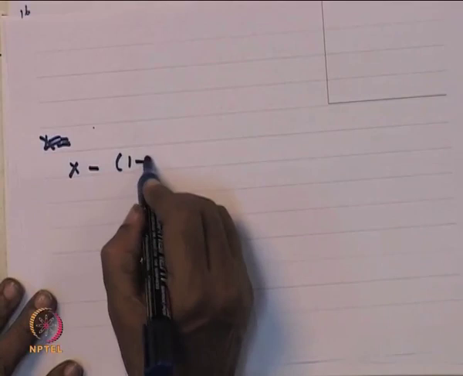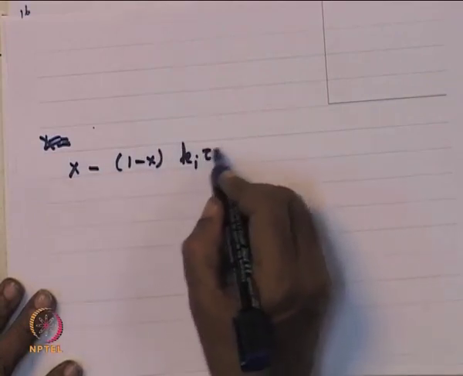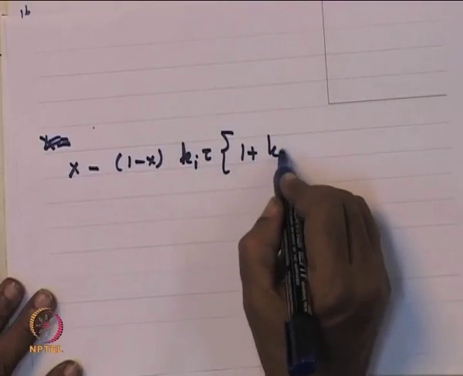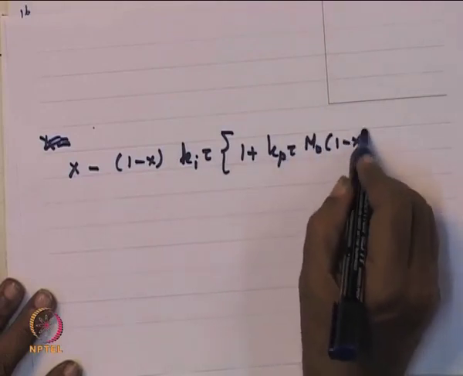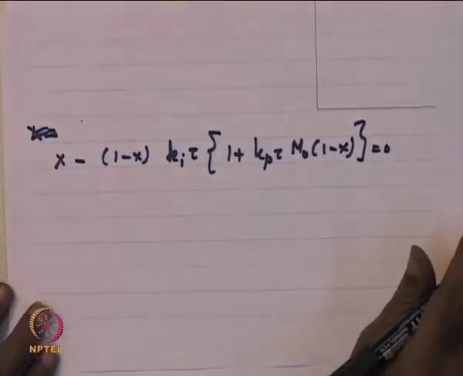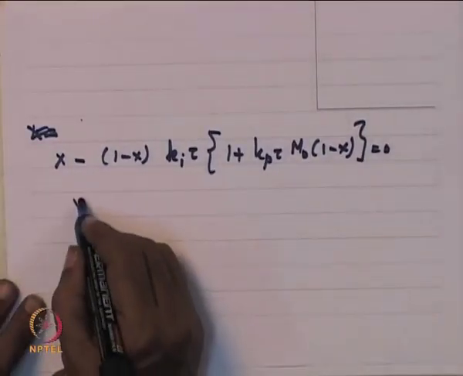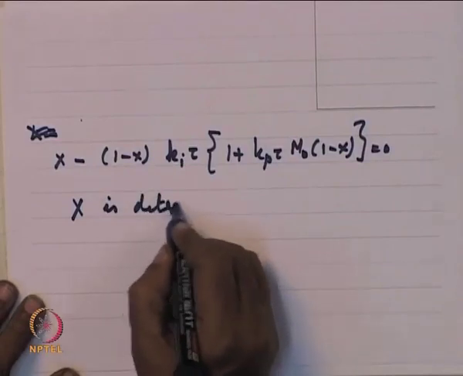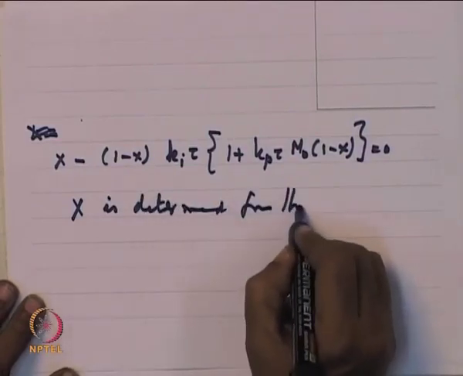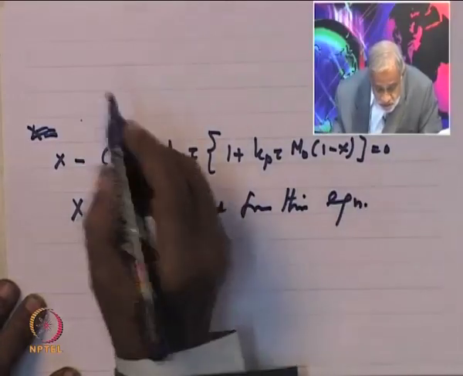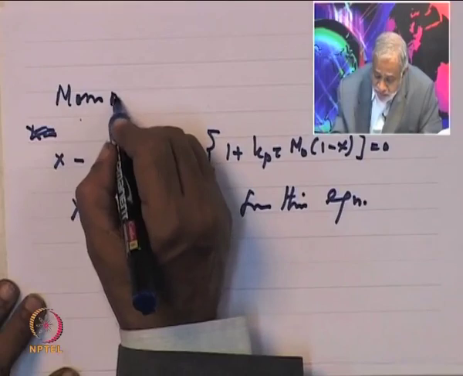Now, the rest is fairly straightforward, but just for the sake of completeness, I will write the final form. It is very easily shown that the extent of reaction x is given by: minus of 1 minus x times K_I tau within brackets of 1 plus K_p tau m_0 into 1 minus x equal to 0. I will not show this derivation. So, x is determined from this equation. This is the monomer balance.